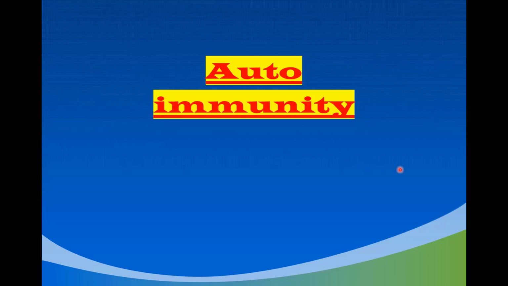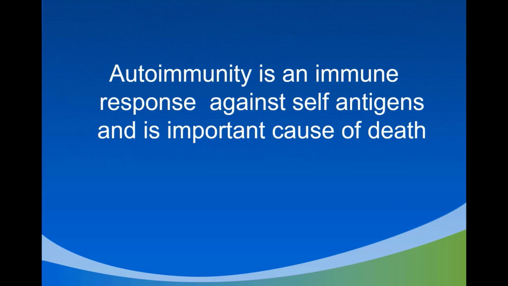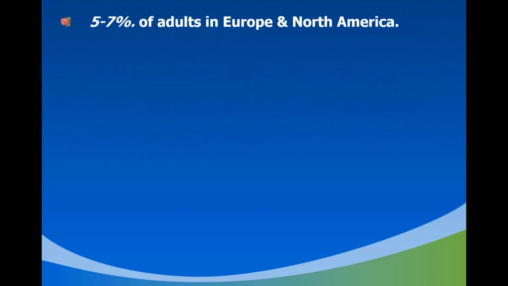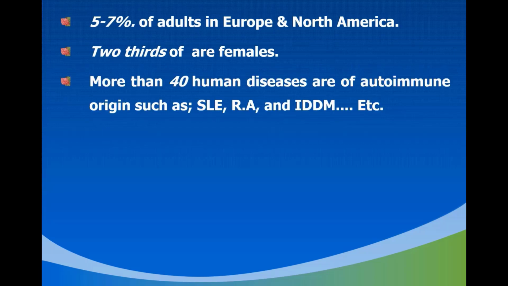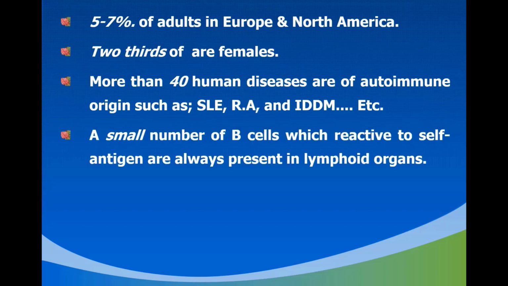Autoimmunity. Definition: it's an immune response against self-antigens, and it is an important cause of death. 5 to 7% of adults in Europe and North America are affected, two-thirds of them females. More than 40 human diseases are of autoimmune origin, such as SLE, RA, and IDDM.